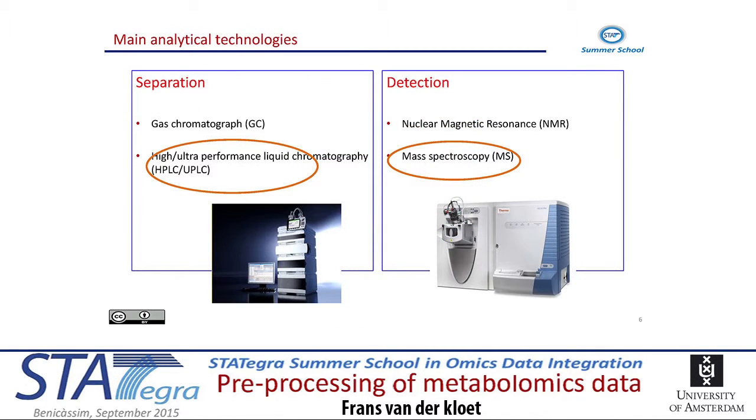So what are the main separation techniques? In metabolomics, we have gas chromatography or ultra-performance liquid chromatography, and the detection is NMR or mass spectrometry. The ones that I underlined are the most commonly occurring ones in metabolomics.